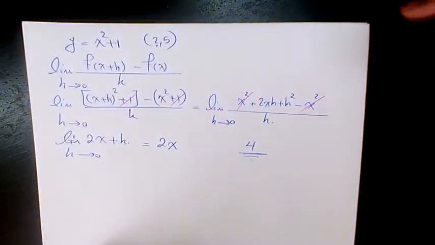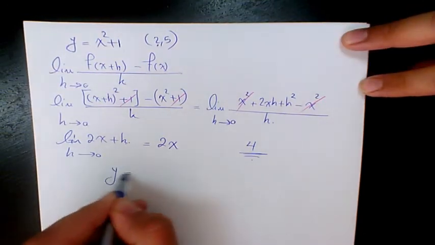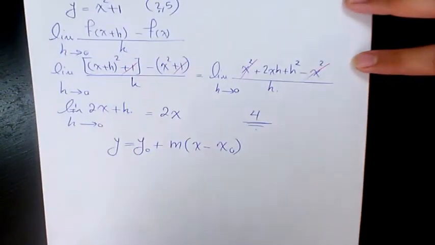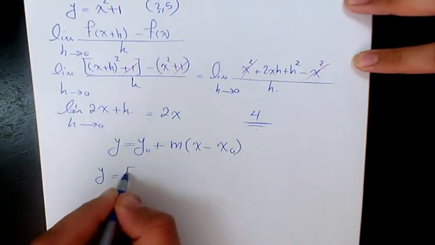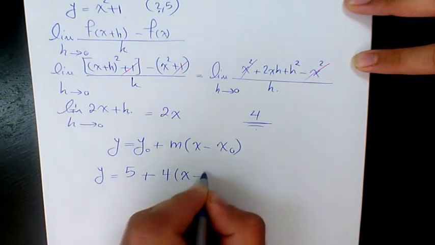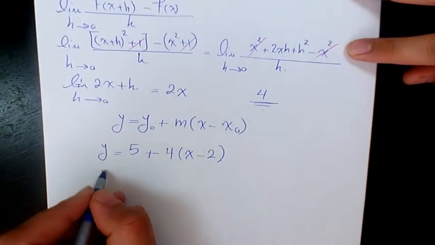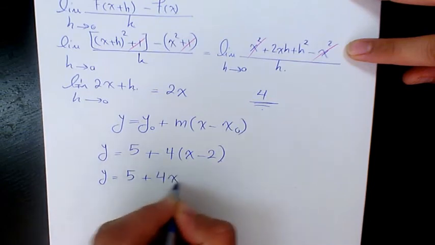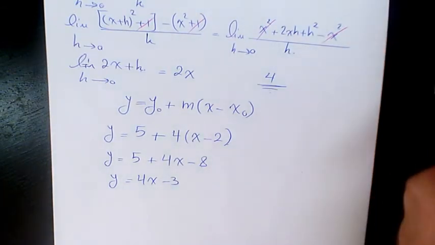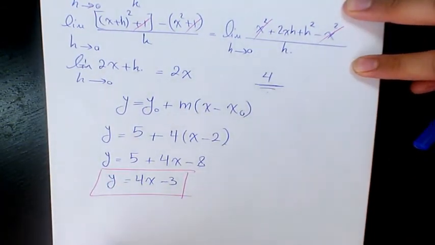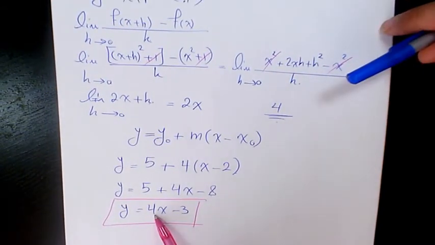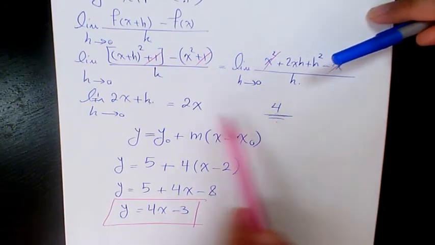Now in order to find out the equation of tangent line, it's going to be y equals y naught plus m times x minus x naught, which is going to be y equals 5 plus m, which is 4, x minus 2, which is going to be y equals 5 plus 4x minus 8, and that's going to be 4x minus 3. This is the equation to tangent to the curve. 4 is the slope in this case, as we saw it here.